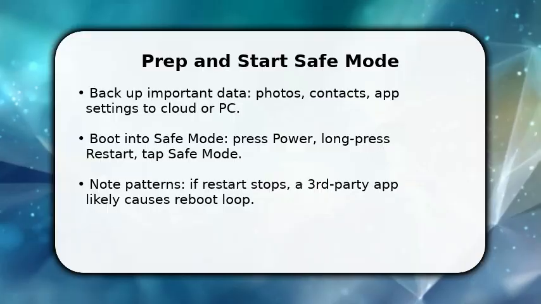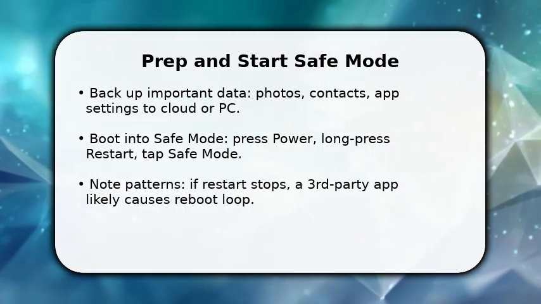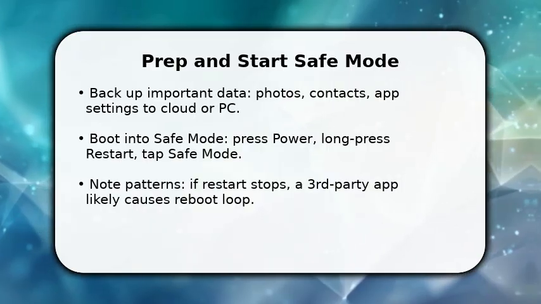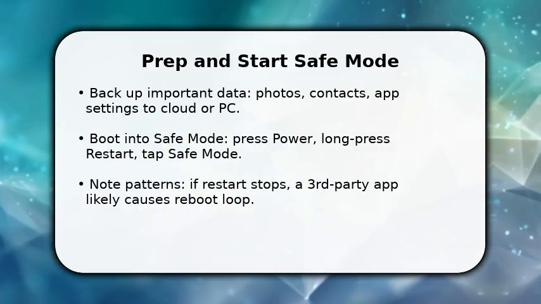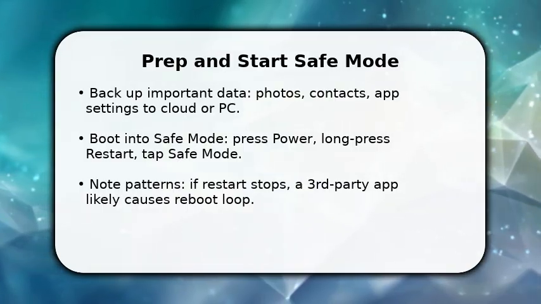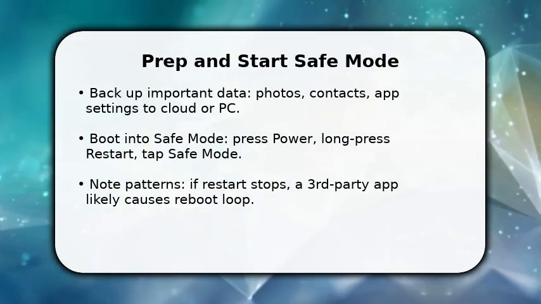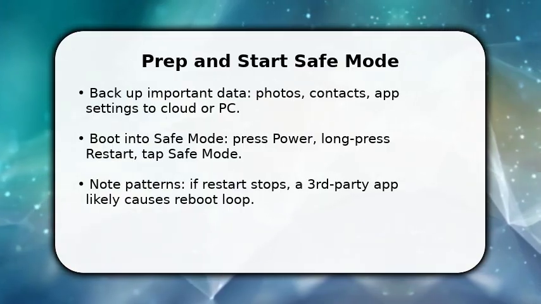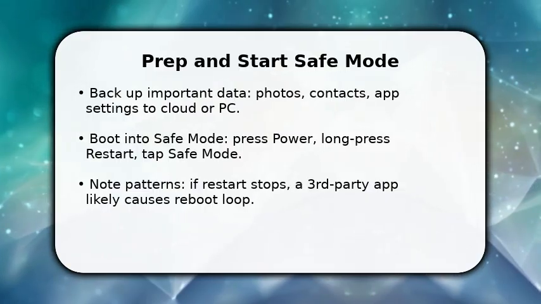Enjoy the video. You begin by protecting your data and isolating causes. First, backup photos, contacts, and app settings to cloud or PC so nothing is lost. Once done, reboot into safe mode by pressing power, long pressing restart, and selecting safe mode. This disables third-party apps so you can test stability. If the phone no longer restarts, you know an app is the culprit. If it still restarts, make sure to skip to the firmware and hardware checks next.